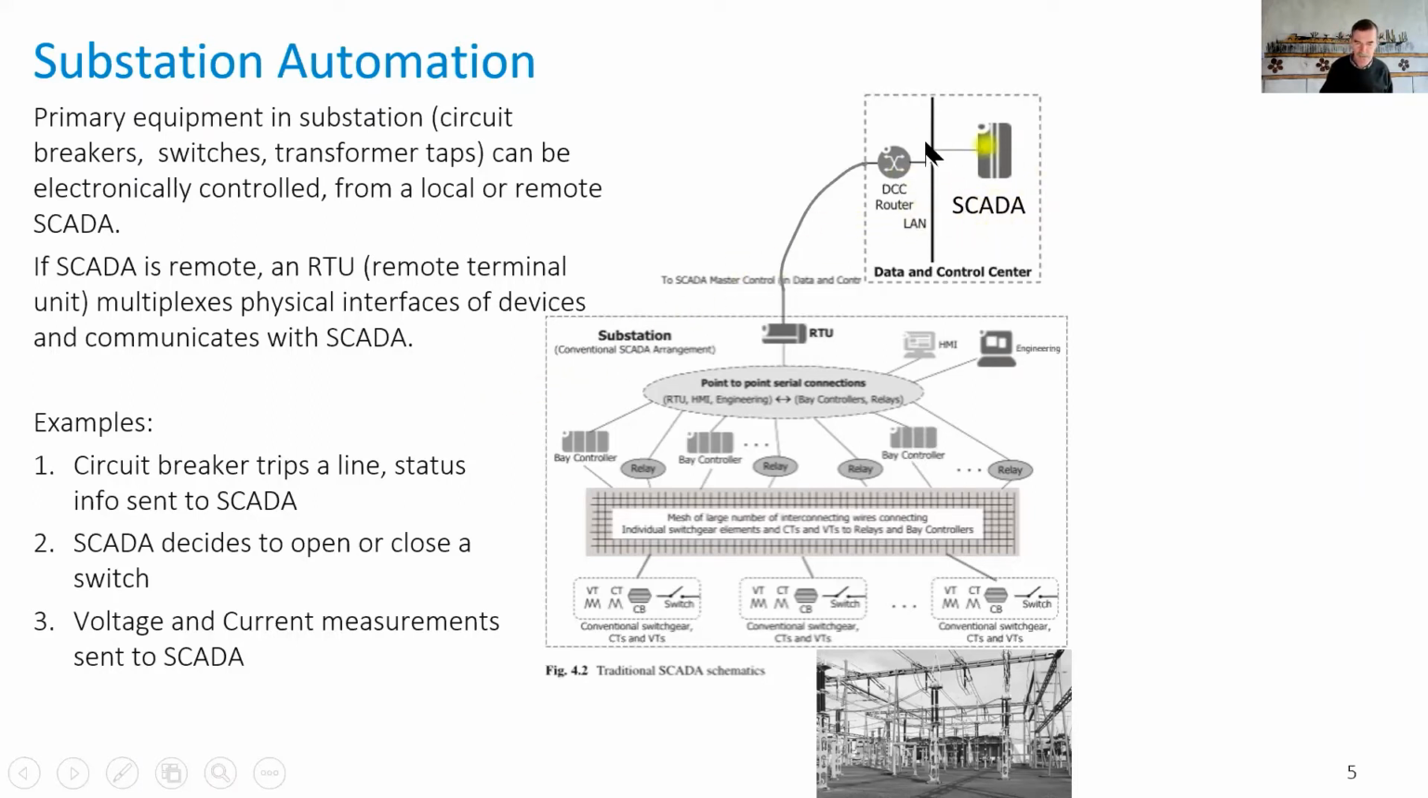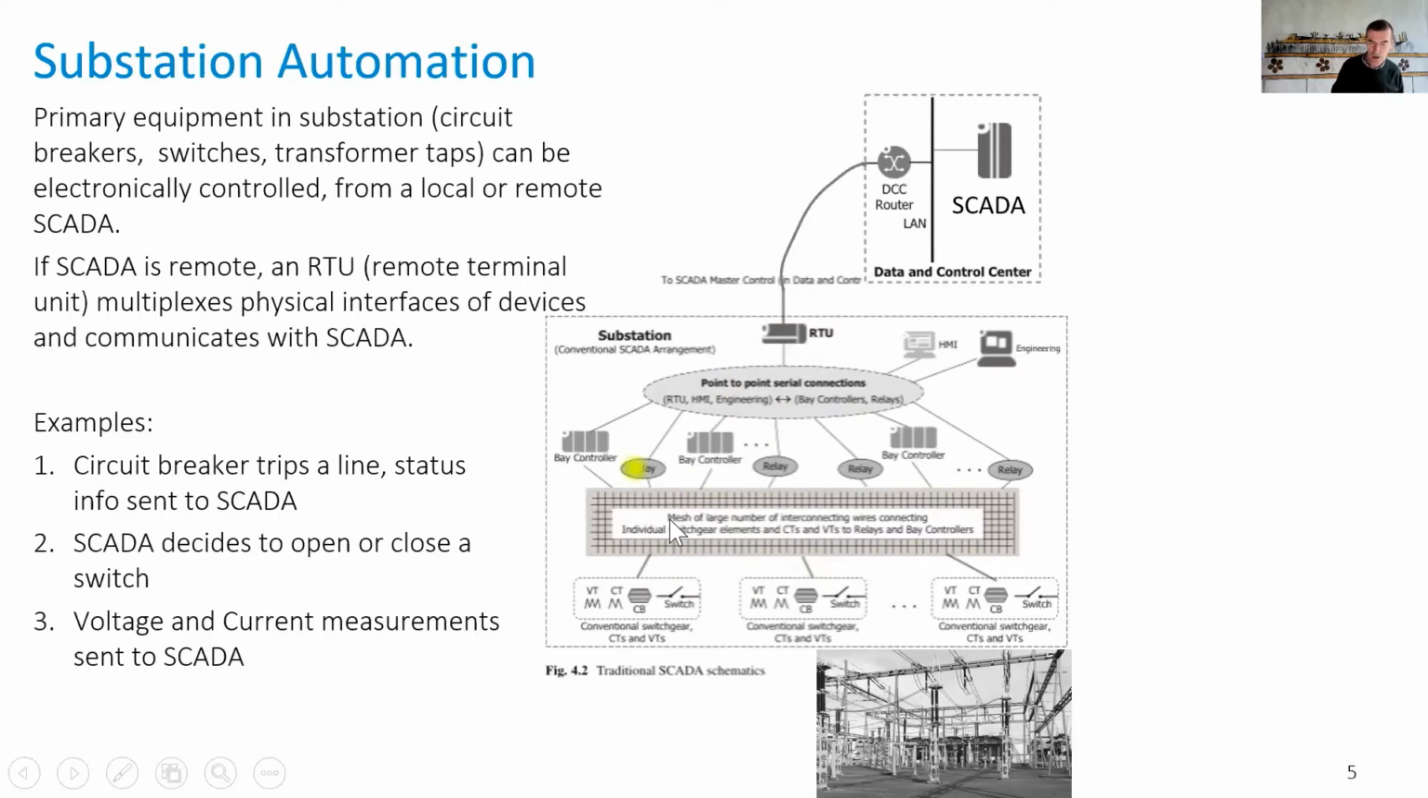Then the SCADA may decide, based on either operator action or sometimes an automated algorithm, to open or close a switch. If this line is open, perhaps you want to transfer the power flow that used to flow on this line to another switch to recover from the failure. That is typically done via emergency plans, so it will happen automatically, but it may also be the result of a human decision.